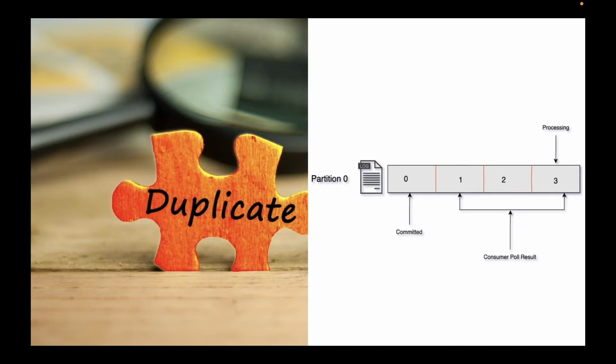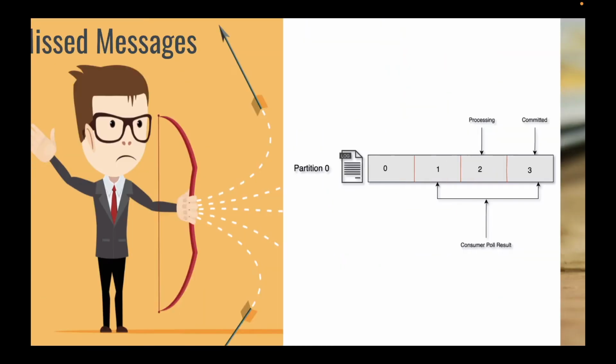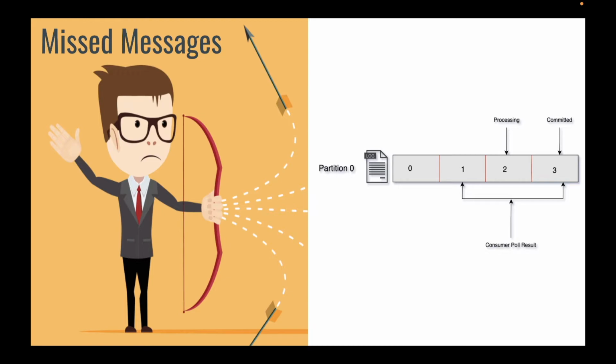So what will happen now? If another consumer gets the same partition and starts processing again from 1 to 3, then we will have duplicate messages. So these are things we also have to take into consideration while configuring Kafka. Then in another scenario, we can miss messages. How does that work?